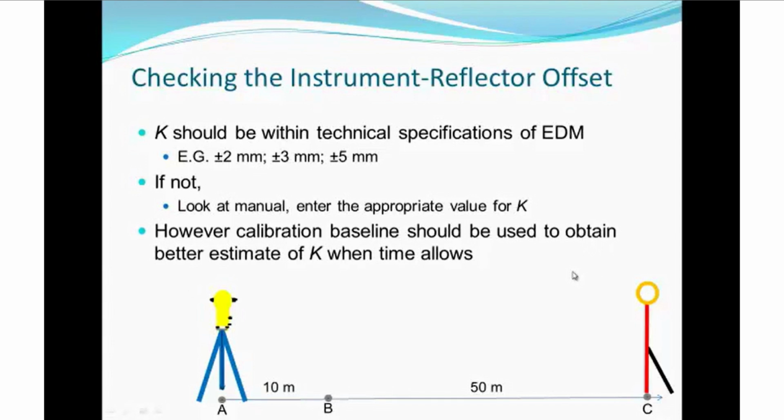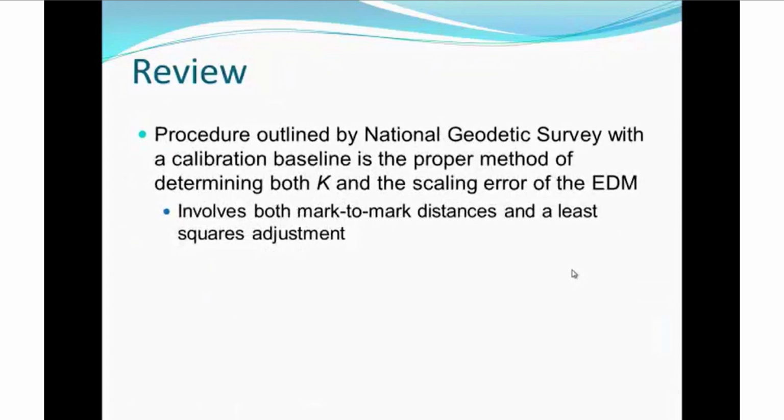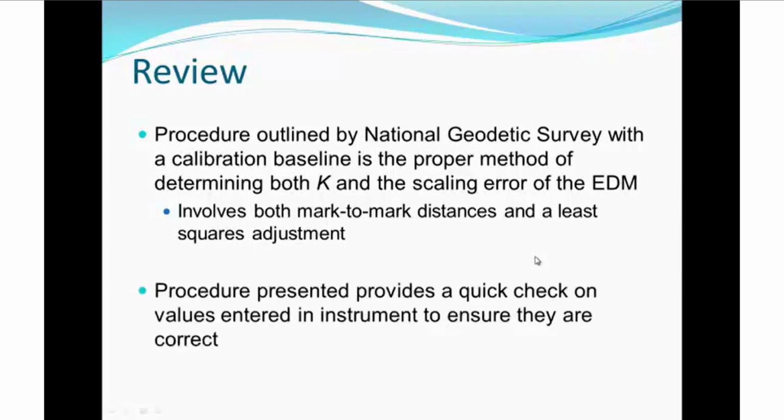Just remember that you should use a calibration baseline to get better estimates of K, but that involves considerably more work. And it's also a problem if the calibration baseline is not necessarily close to you. So in review, the best procedure is to use that National Geodetic Survey calibration baseline method. But if that's not close to you and you need it immediately, or if you just don't have access to it or don't know how to do the computations for the mark-to-mark distance and the least squares adjustment, and that's all laid out in the manual that they give you, then what you can do is this method.